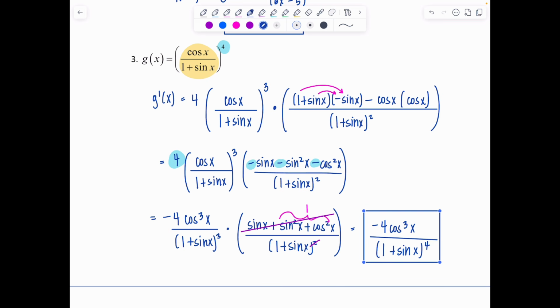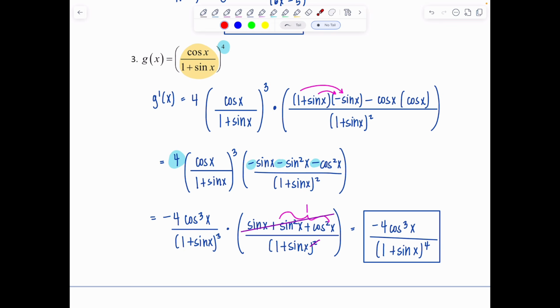Now, occasionally there's a student who wants to distribute the 4 and then just do quotient rule. But if you do that, it's going to make for much messier simplification, believe me. So start on the outside, work your way in, and this will be the way to most easily arrive at the correct answer. You know what I mean?